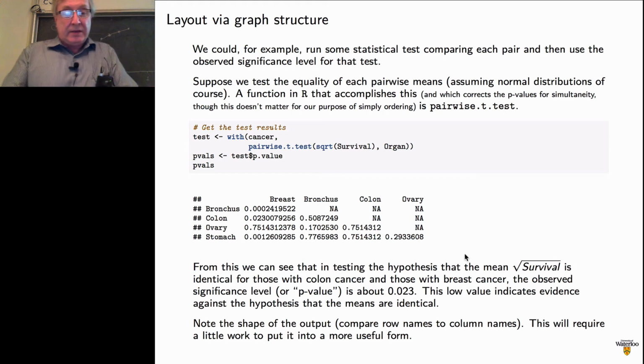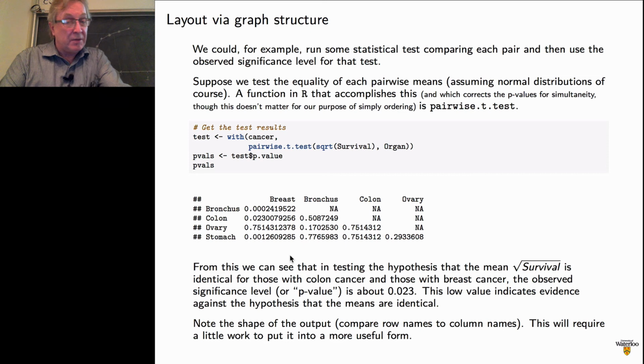So I'm going to take all of these p-values. So here in this matrix, the p-value comparing square root of survival time for those with breast cancer compared to those with bronchial cancer is 0.00024. That looks very significant. Comparing ovary to breast, that doesn't look like it's that different. 0.075 is the p-value associated with it. We would say no difference in those two. Not nearly as interesting.